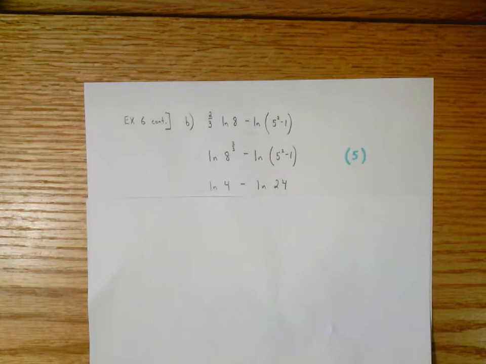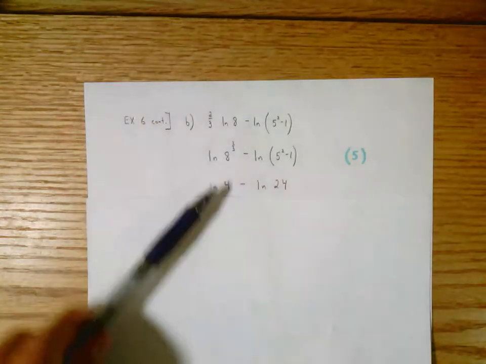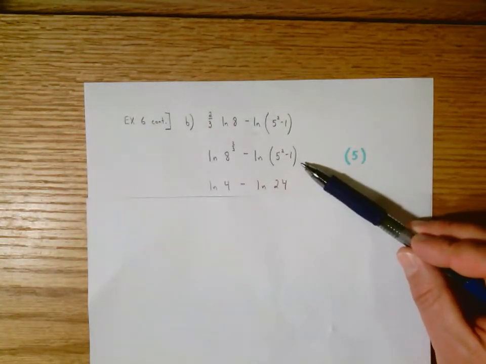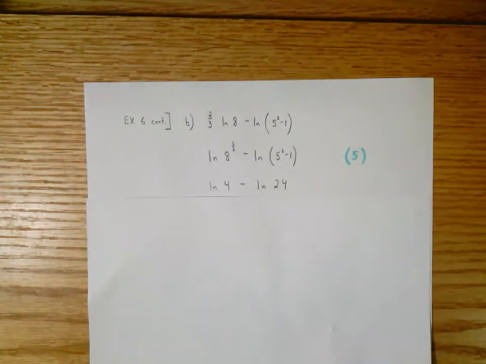Remember that the 2/3 power means I'm going to cube root my base and then square that cube root. So the cube root of 8 is 2. 2 squared is 4. So my first argument is just 4. My second argument, I told you the book's authors were just being silly there. 5 squared subtract 1 is obviously 24.